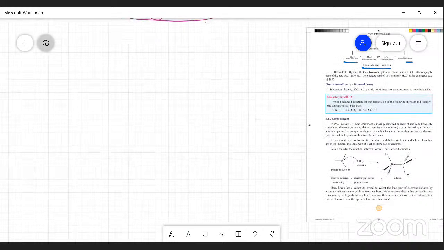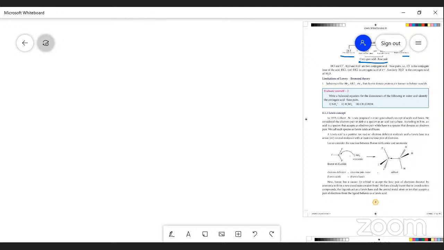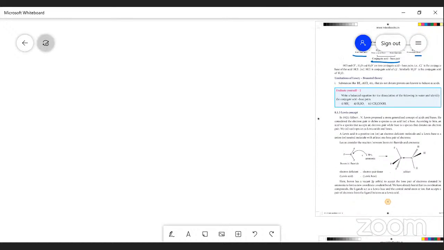Before explaining the conjugate acid-base concept further, let me see the theoretical explanation. HCl and Cl minus are a conjugate acid and its base. Likewise, H2O and H3O plus: this is a base and that is its conjugate acid.